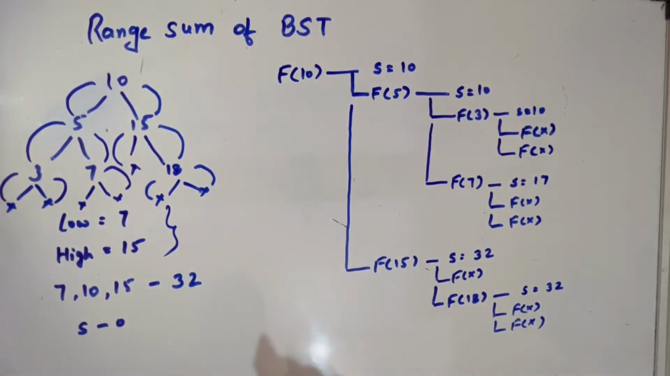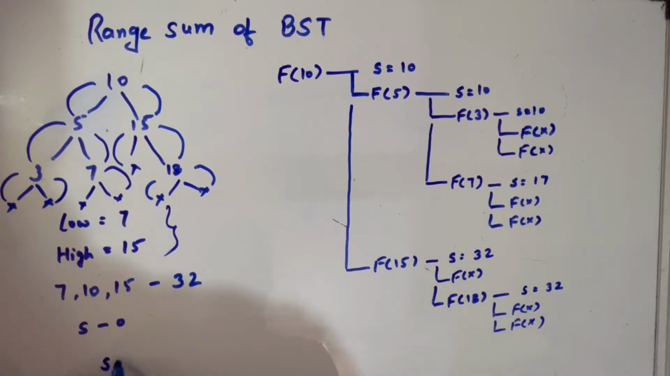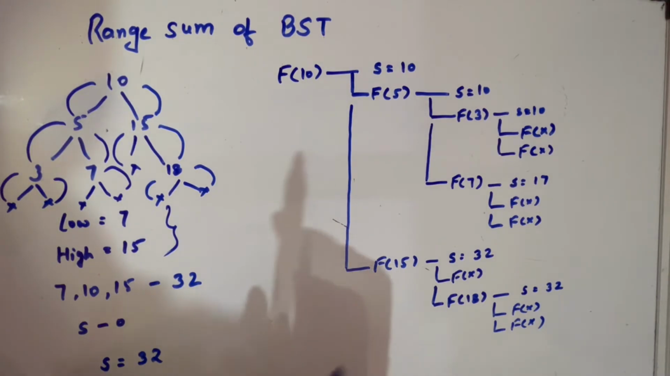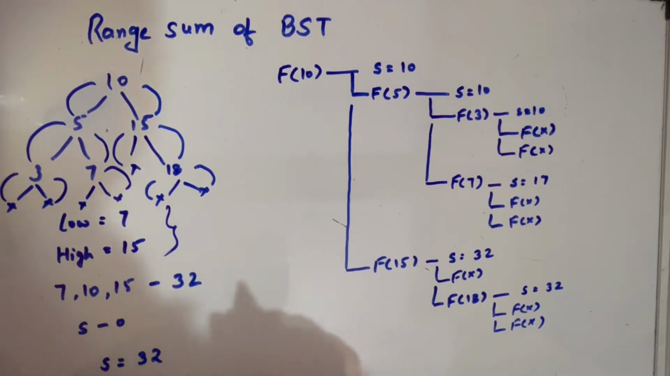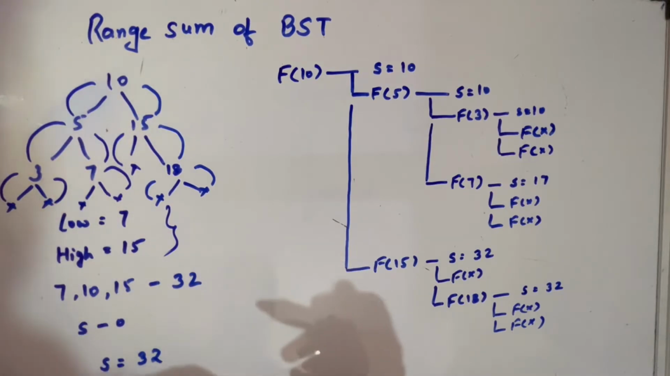So friends, this was the entire recursion call stack, and finally the answer that we got was sum equals 32. Cool. So friends, what we have used is a simple pre-order traversal over here. I hope this recursion call stack is clear to you, and now let's move to the code.